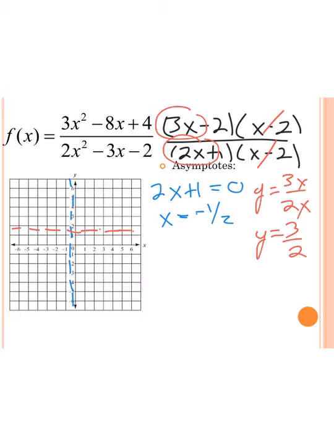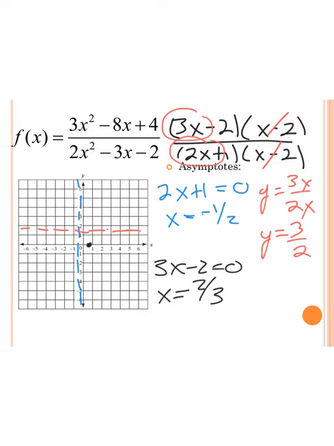So to find my x-intercept, we're going to go ahead and take our numerator and set that equal to 0. So we have 3x minus 2 equals 0. If I solve this, I end up getting x is equal to a positive 2/3. So at 2/3, 0, I'm going to have my x-intercept. For my y-intercept, I'm going to plug in a 0 and simplify that. And if I do, we get 0 minus 2 over 0 plus 1. And that's going to simplify to be -2. So I know then at 0, -2, I have another intercept.